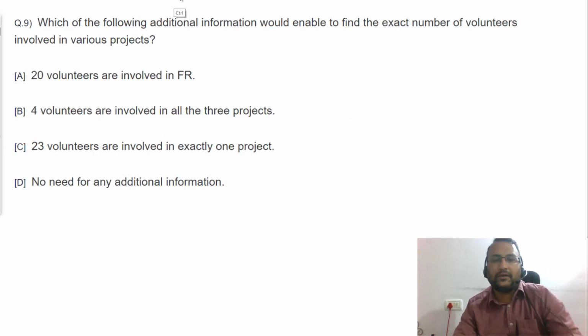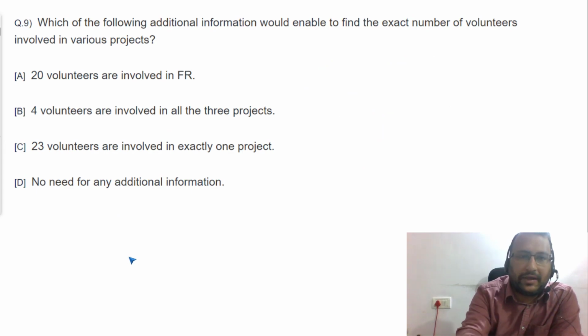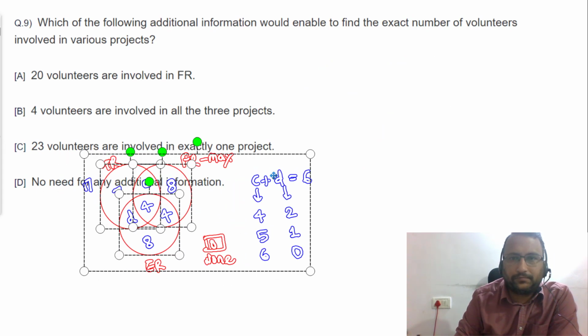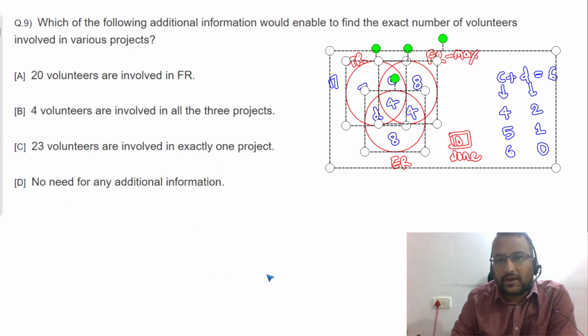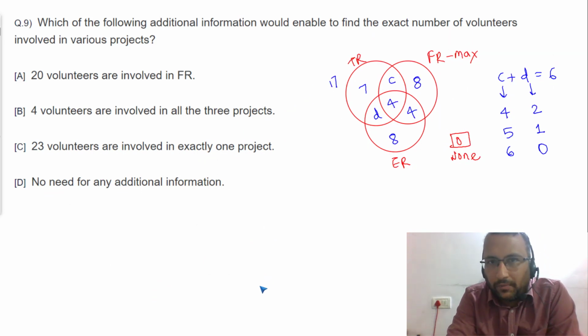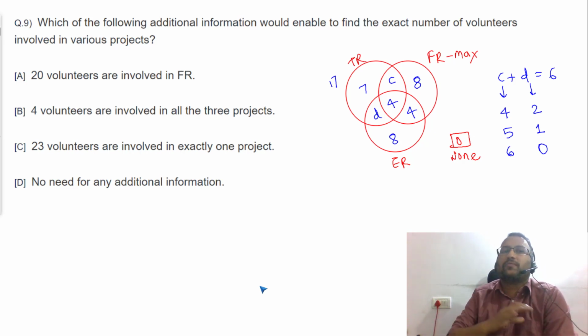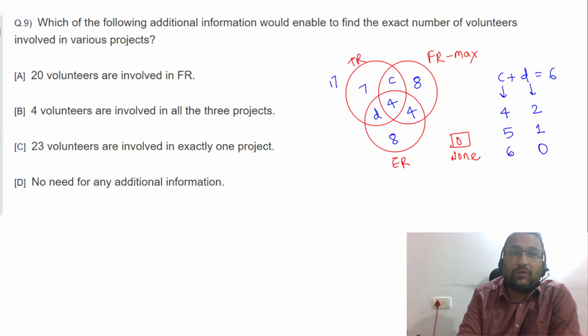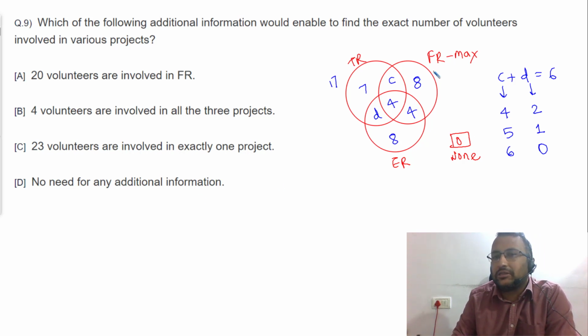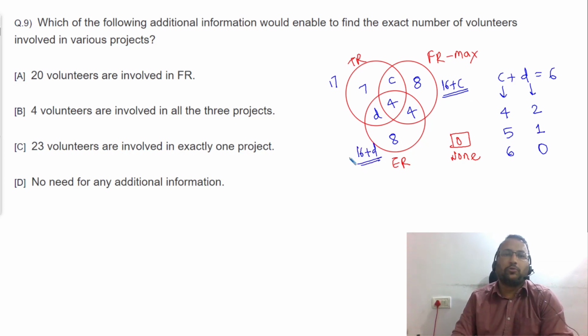After this, question number 9. Let's have a look at it. Which of the following additional information would enable us to find the exact number of volunteers involved in each project? As of now, we don't know the exact number of volunteers in the project FR, that is equal to 16 plus C. We don't know the exact value of C. Total of ER is also 16 plus D. We don't know the value of D. So option D is eliminated over here.